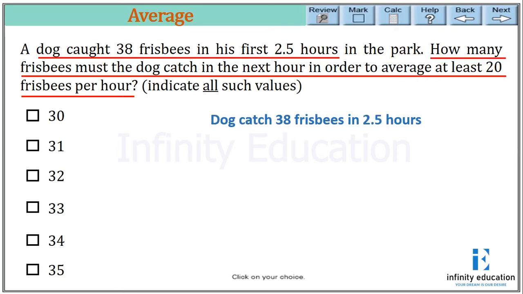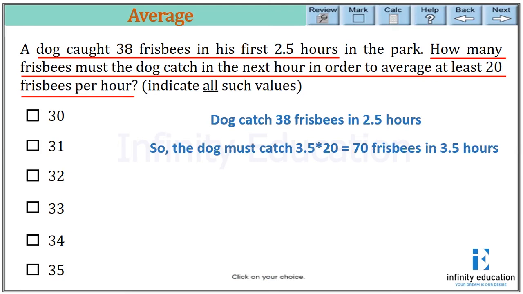So reread the question. How many frisbees must the dog catch in the next hour in order to average at least 20? It can be more than 20, but it cannot be less than 20. It can be 20 also. So the dog must catch 3.5 times 20, because the average should be at least 20, and the dog has already caught for 2.5 hours, and will be working for the next 1 hour. So the total number of hours should be 3.5 and the average should be 20. So the dog must catch at least 70 frisbees in the total 3.5 hours.